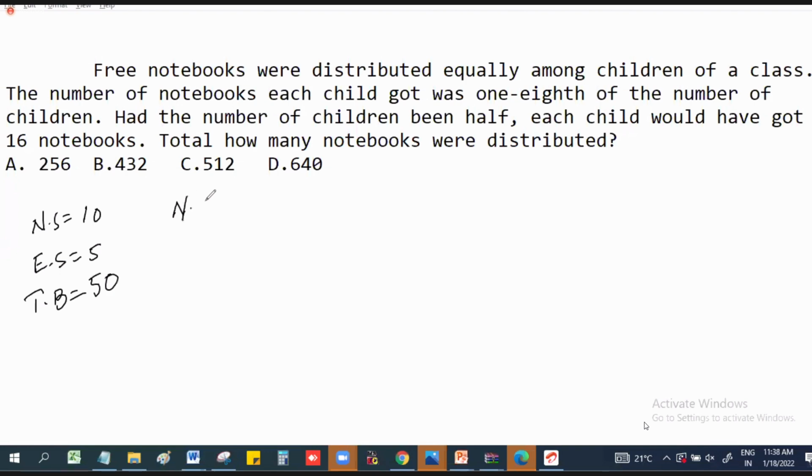So the whole point is this. I don't know the number of students in the class. Let's take X. Then each student is getting what number of books they have mentioned. Can I say 1/8 of the total number of children? That's going to be X by 8 books. Yes or no? Each student is going to get X by 8 books. Are these two statements clear?